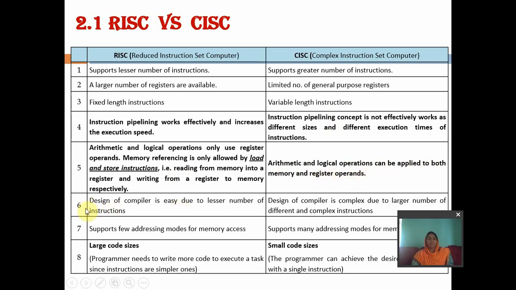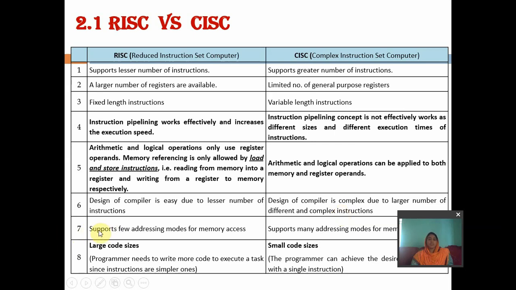Coming to the sixth point, in RISC the design of the compiler is easy due to the smaller number of instructions. So we can design the compiler very easily as we have very few instructions in RISC. The design of the compiler is complex due to the large number of instructions in a CISC processor.